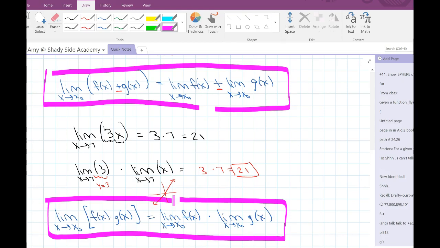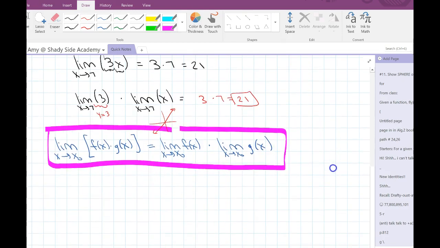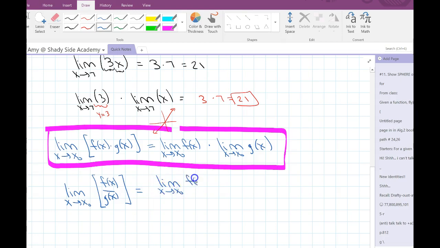All right, and then finally, I think you probably know where I'm going. I think I'll write the last one without even going through the detail here. The last one says, what do you think, boys and girls? The limit as x approaches x naught of a quotient, right, just equals a quotient of limits. The limit as x approaches x naught of f of x divided by the limit as x approaches x naught of g of x. Okay?